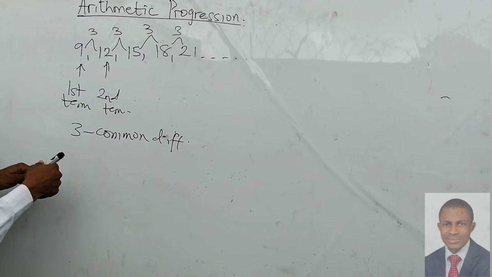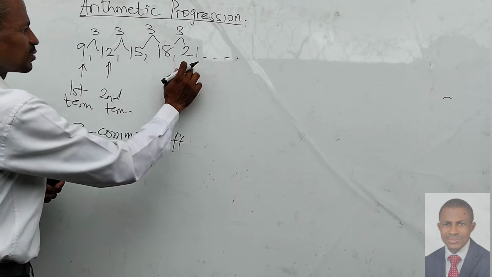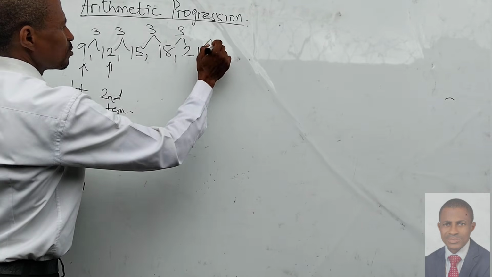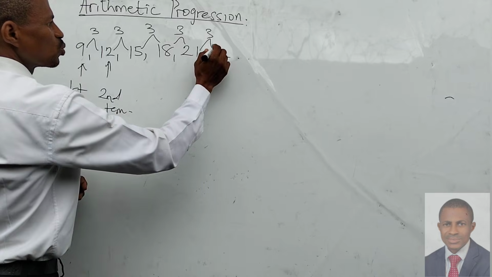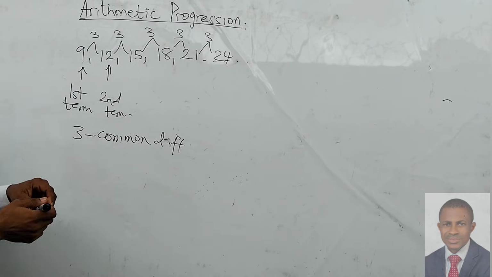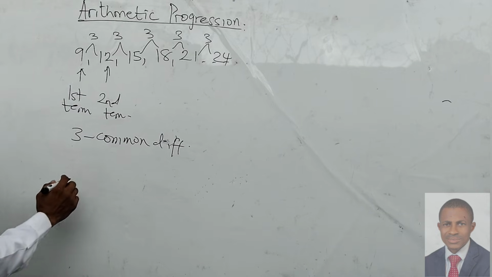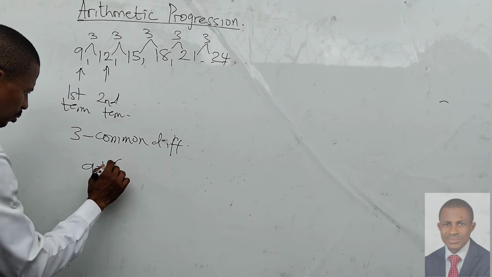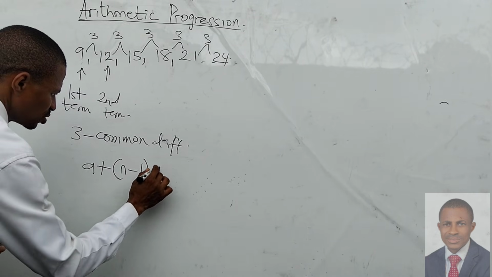Now, this is the third term, fourth term, fifth term. If we want to get the sixth term, we just add 3. And that will give us 24, and so on. Now, there's a formula for arithmetic progression. And what is that formula? The formula is a plus (n minus 1) into bracket d.